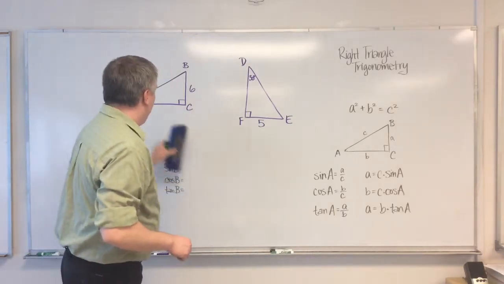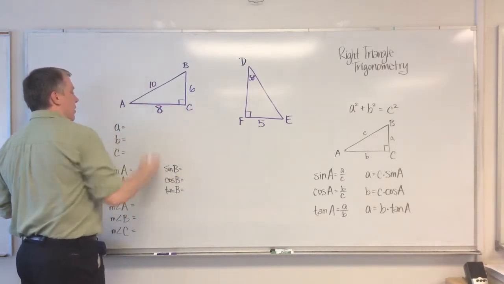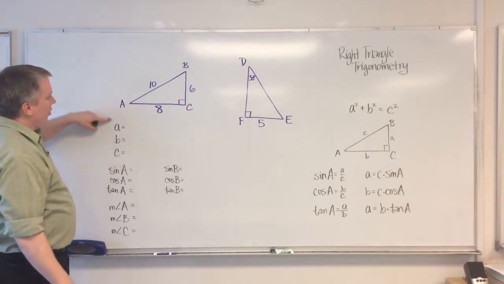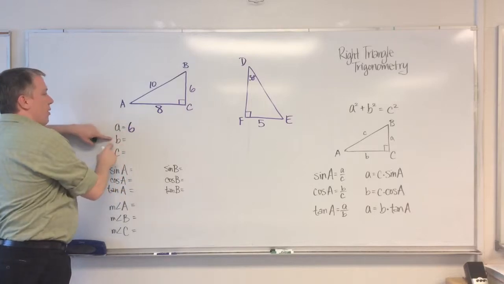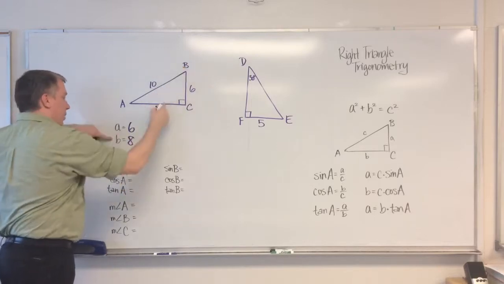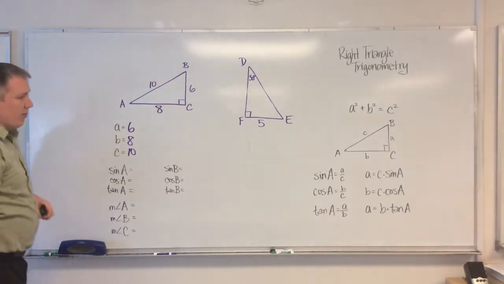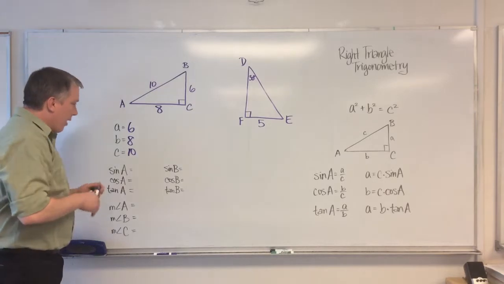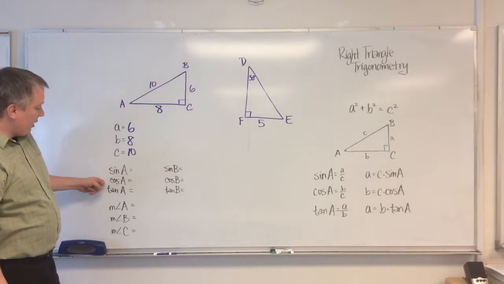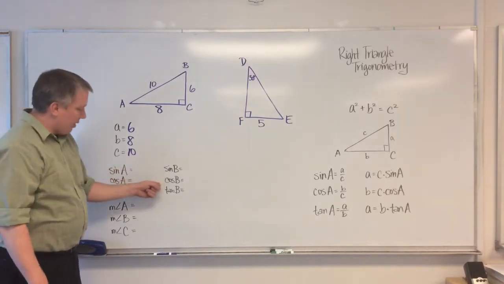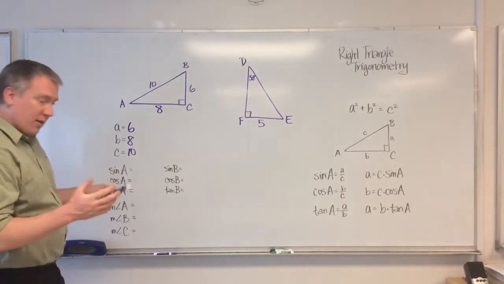So this side here is 8. In this information I'm going to put in side a is 6, side b is 8 because it's opposite B, side c is 10, and that's going to help me out as we move forward. Now, in this problem I'm going to do all the trigonometric ratios. So I'm going to do the sine of A, cosine of A, tangent of A, and the sine of B, cosine of B, tangent of B. And you'll hopefully see some connections.